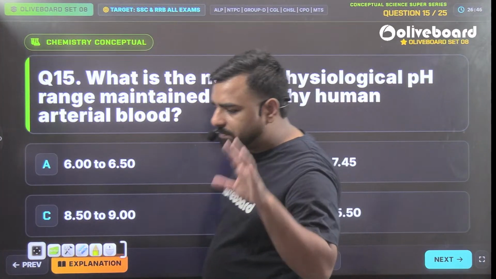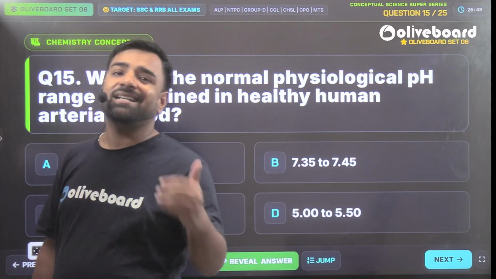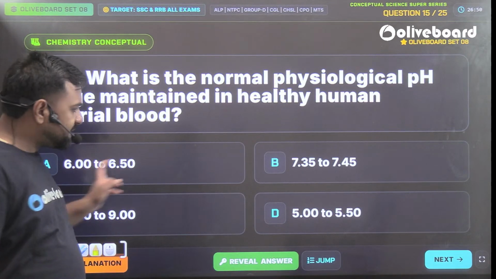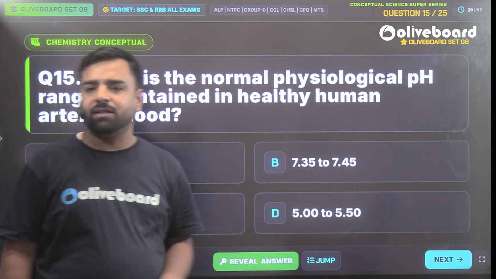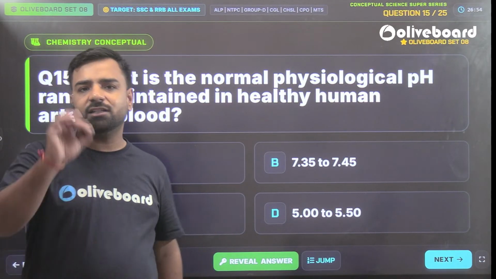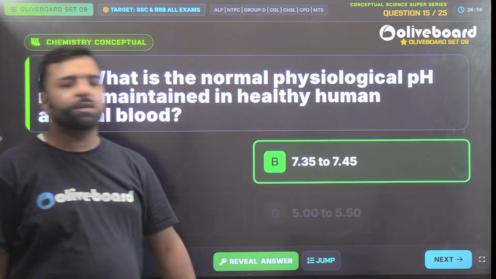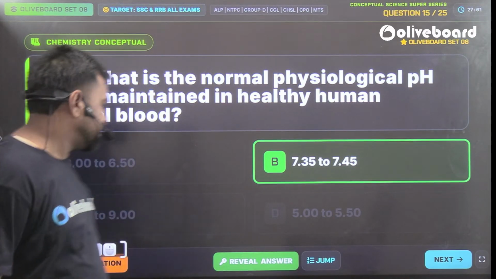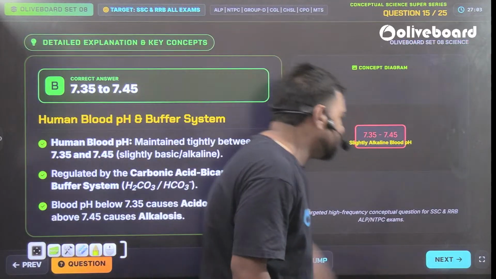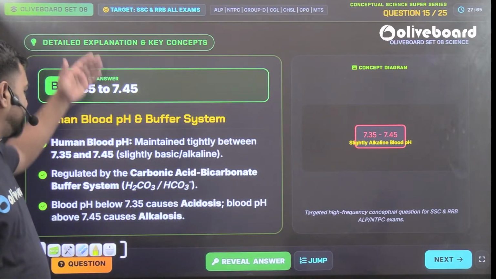First of all, blood is basic in nature, slightly basic in nature. So 6 and 5, these options are directly eliminated. And since it is slightly basic, its pH value is 7 point something. It's approx 7.4. So 7.35 to 7.45 is the correct answer. So what is the answer? Option number B is the correct answer. And all the candidates who have given option number B, they all are correct.